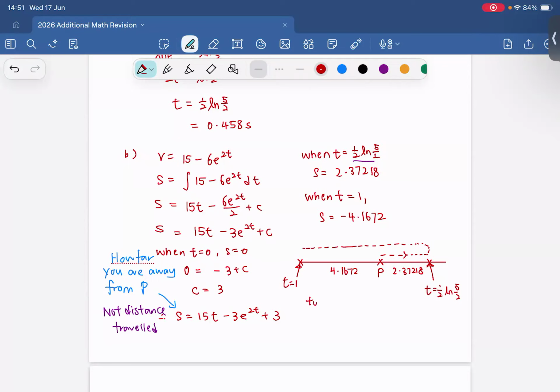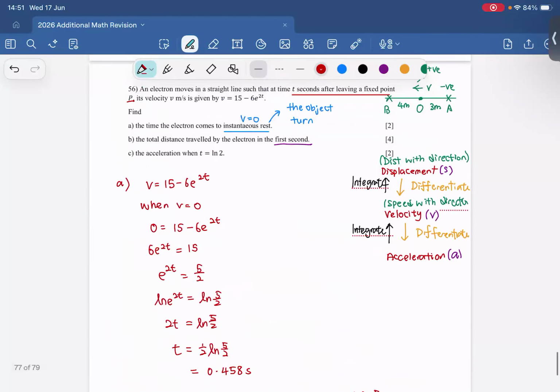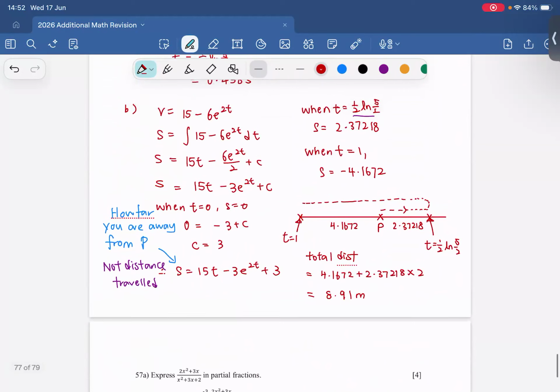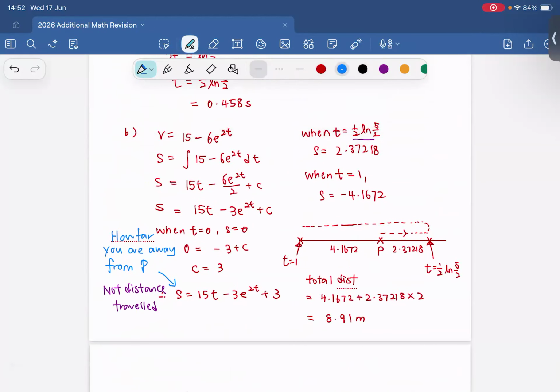So you can see that the total distance traveled is equal to 4.1672 plus 2.37218 times 2. That will be 8.91 meters. So for the distance traveled, you have to draw what I call a motion diagram. You have to draw and make sure your numbers tally with how it moves.